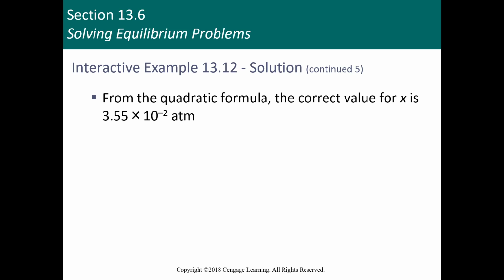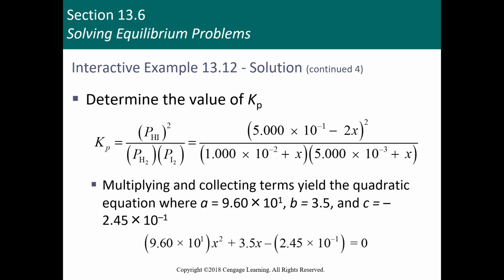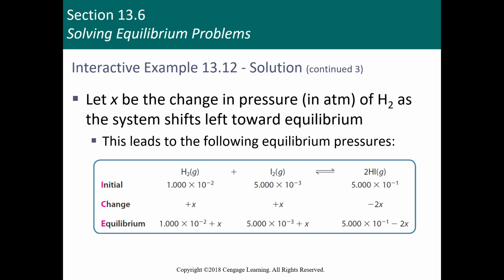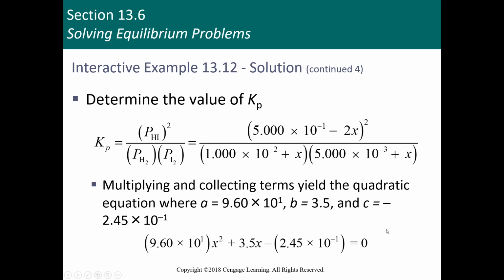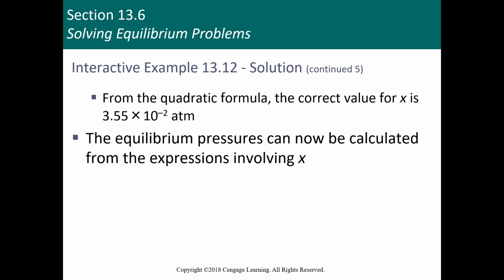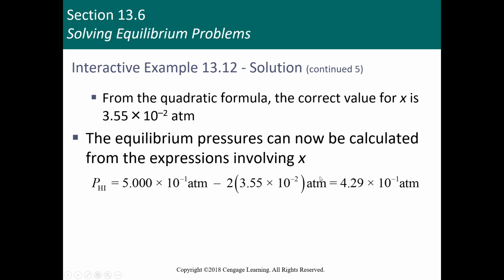The other hint is when you do this, the correct value for x is going to be this, 3.55 times 10 to the negative 2 atmospheres. The largest value you can have for this negative right here, this minus 2x, can only be equal to this value, right? You can't have a negative concentration once you do this math here, okay? So that's another hint on what you should take for your quadratic formula. So the equilibrium pressure can now be calculated using this value of x. So the pressure of HI, again, that was the equilibrium value that we saw at the bottom of our table.